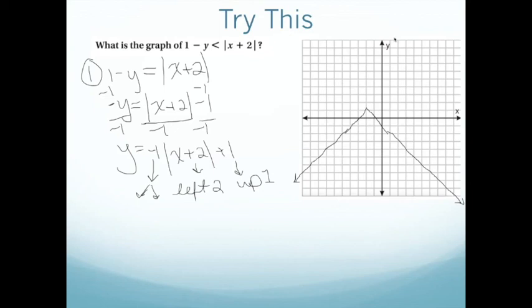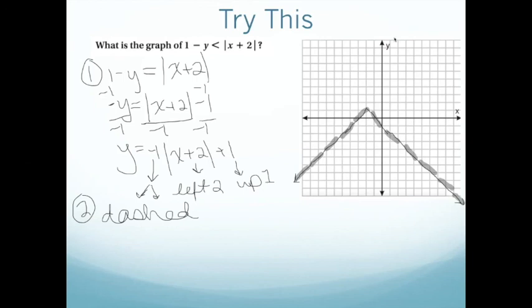Okay, step 2. Does it stay solid or does it become dashed? There's no or equal to, so this will be dashed. So what I'm going to do is either go through here and make it very clear that this should be a dashed line, or if you do step 2 before you draw in your line, you don't have to worry about that, right?